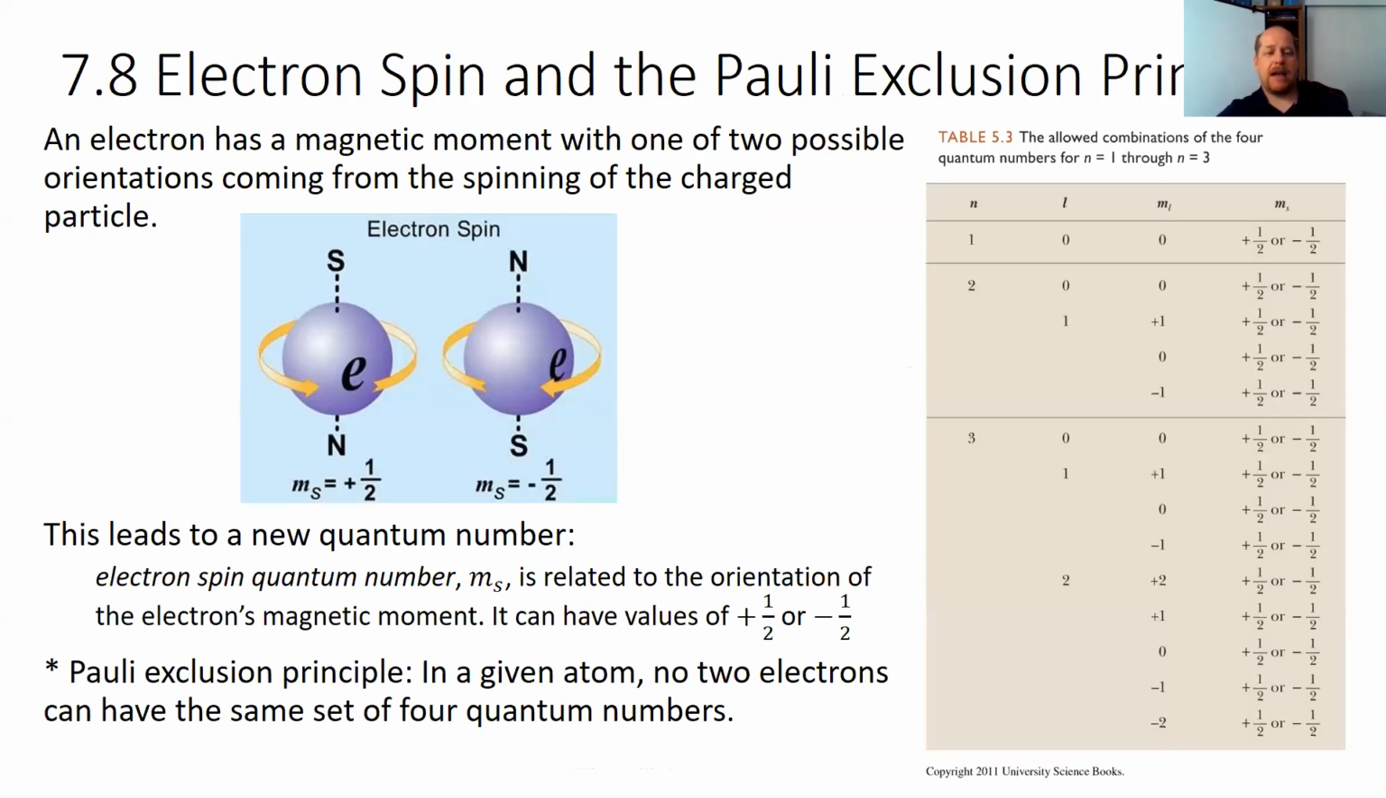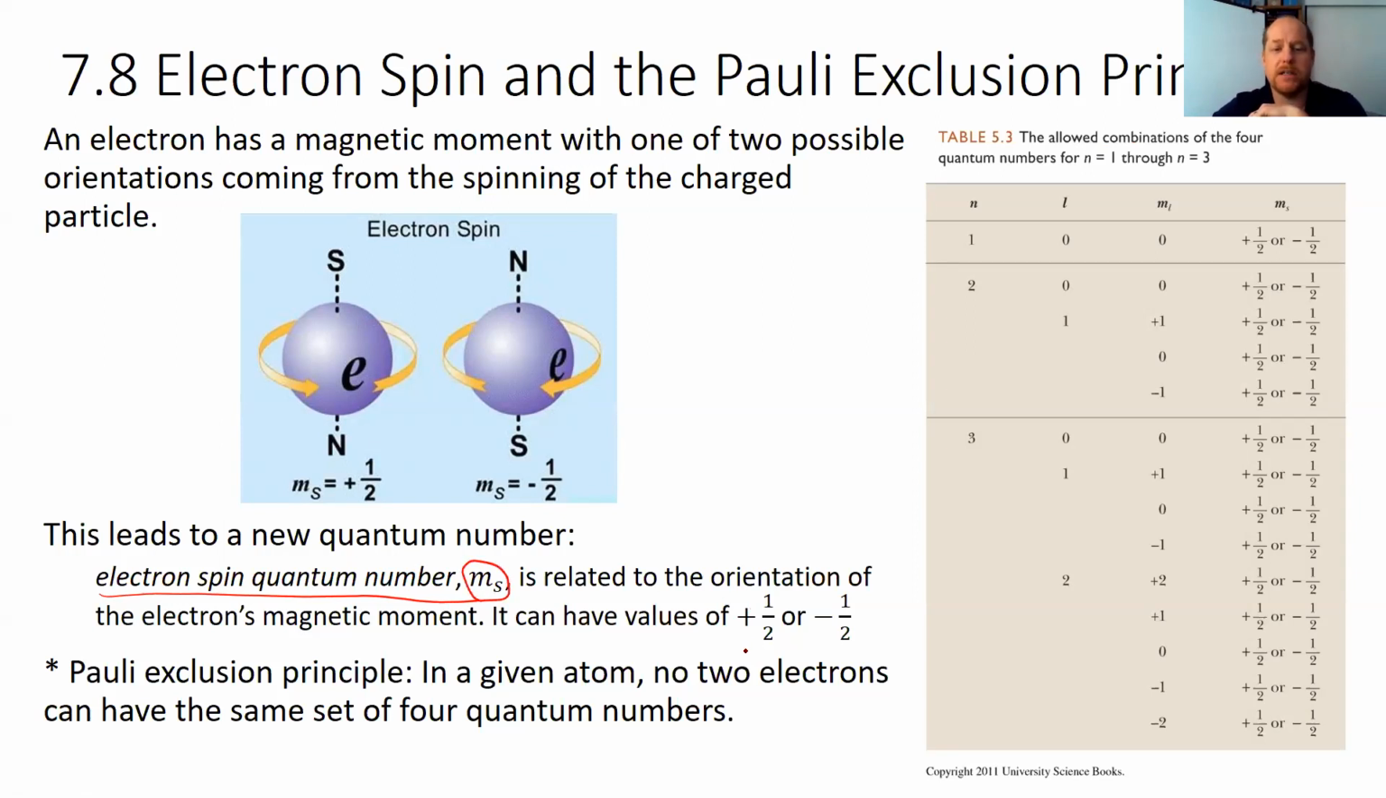Now, the magnetic moment of an electron comes from, well, if you are in a physics class on electricity and magnetism, you can talk about all kinds of different ways to get magnetic fields. But basically, if you have a charged particle that's spinning, it creates a magnetic field. And so there's another quantum number. This is the fourth quantum number that I alluded to yesterday. It is called the electron spin quantum number, abbreviated m sub s.